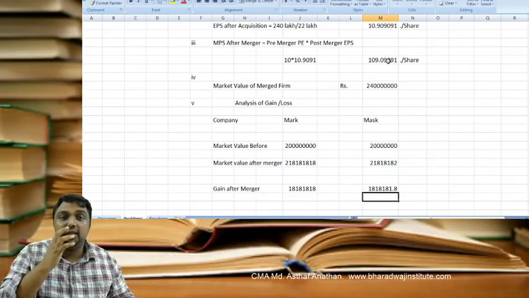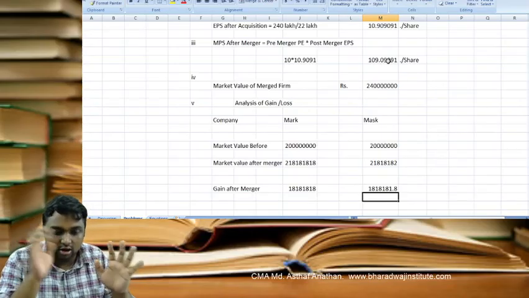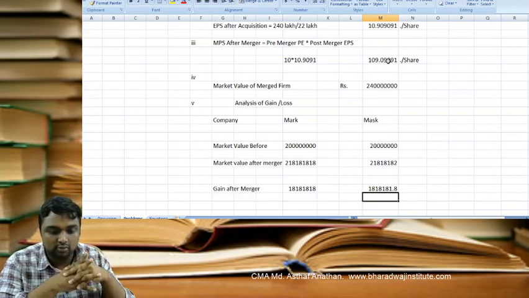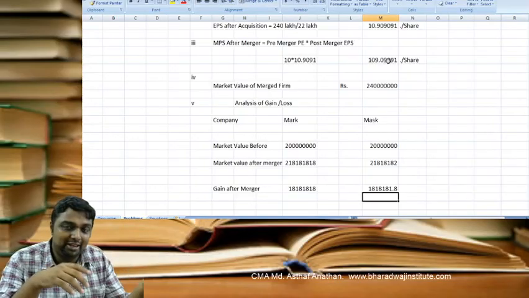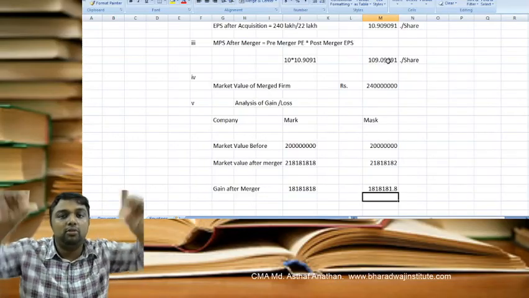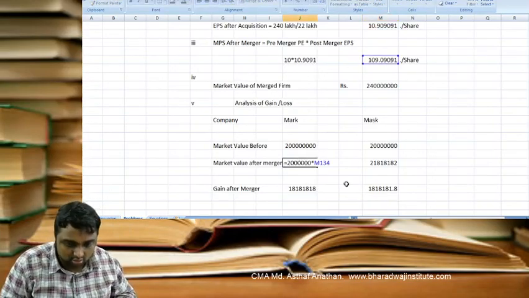His gain is based purely on market price. So it will not have any impact on what? One company reduces, another company increases. It won't come. Only EPS, because the amount will remain the same. That is the reason. So we'll counter check whether it is correct or not.